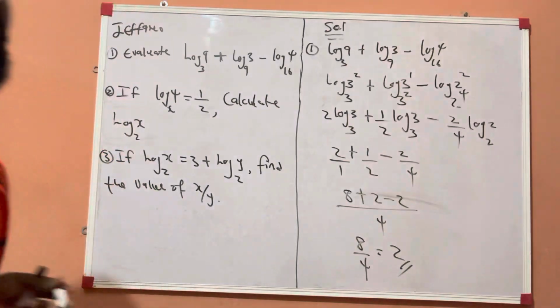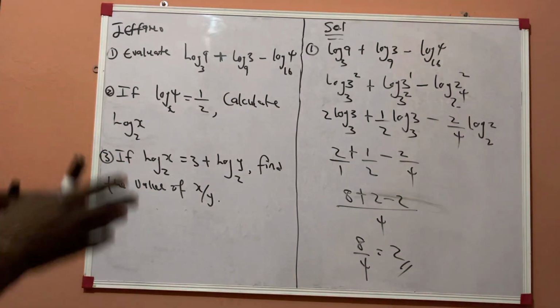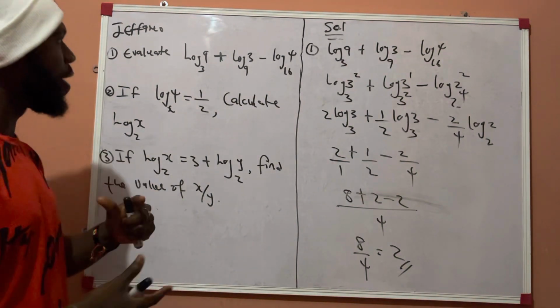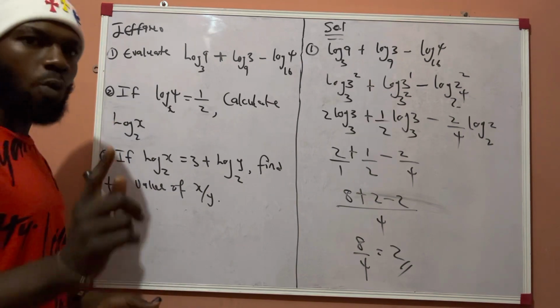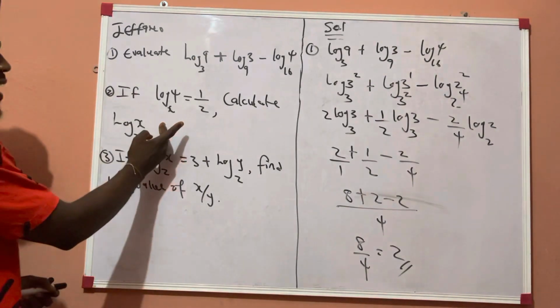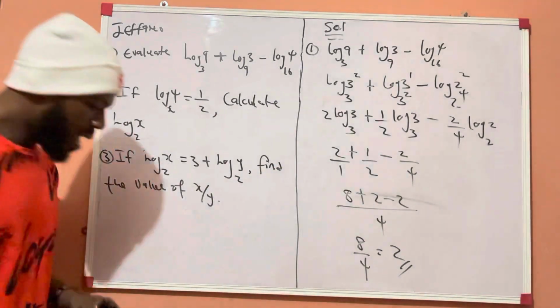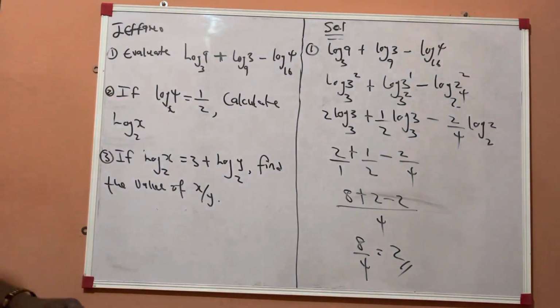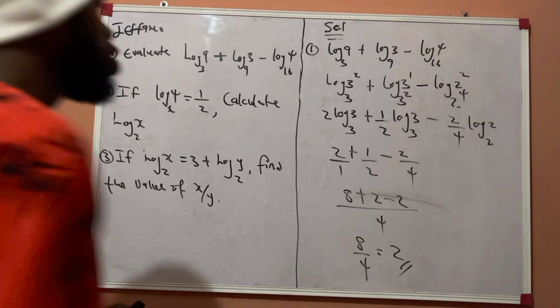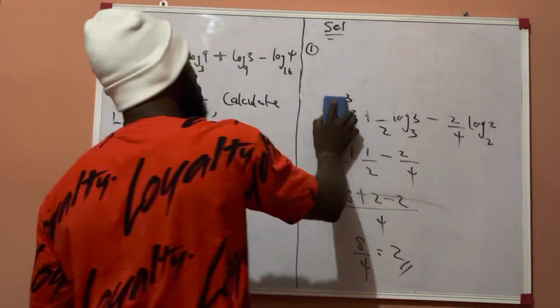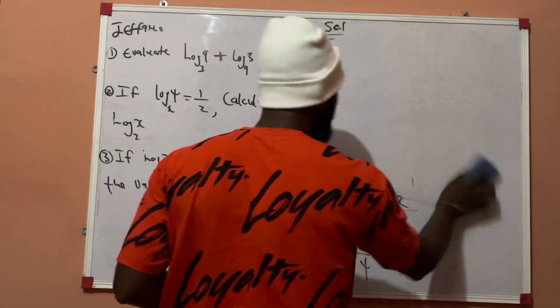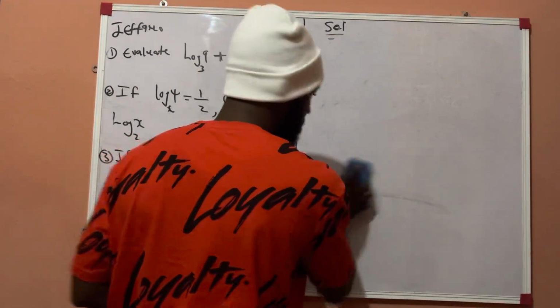Now, going to question number 2, you will notice that question number 2 is far different from question number 1. The question says, if log 4 base x equals 1 over 2, calculate log x base 2. Now, before I proceed, let me introduce you to another law on logarithm called the reciprocal law.